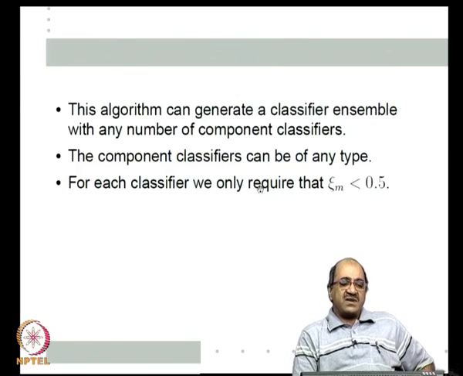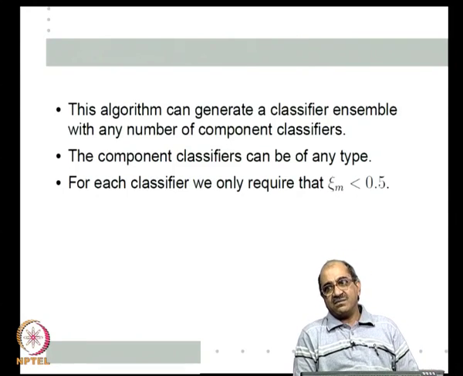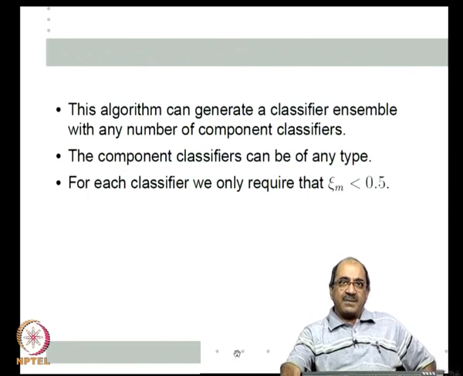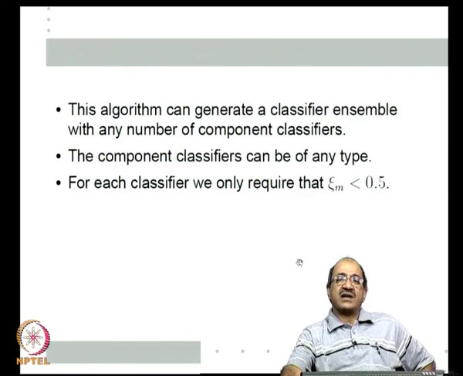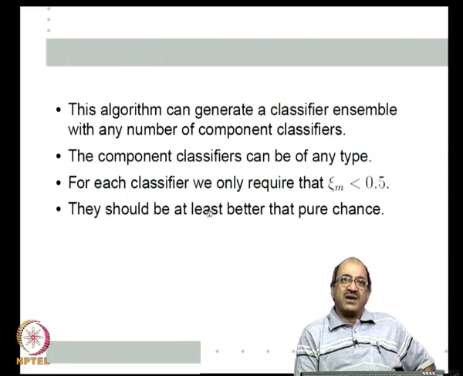All that we are asking for each classifier is that jm be less than 0.5. I said in practice I keep doing it, and if any time my algorithm returns a classifier with jm greater than 0.5, I throw it away and learn again. But in general what we are asking is that each of our classifiers should at least have jm less than 0.5. So, in this weighted sense they should be better than pure chance.